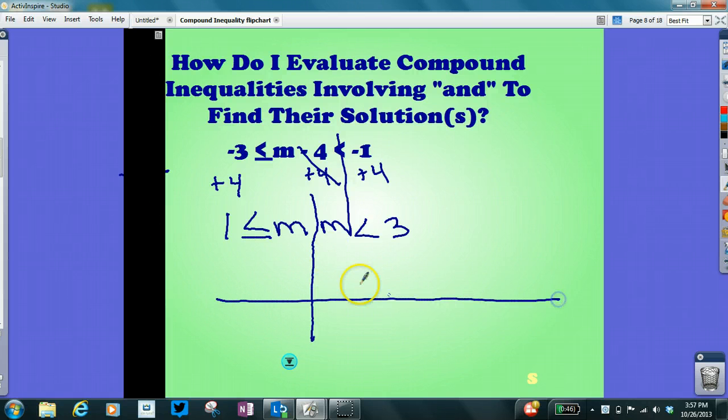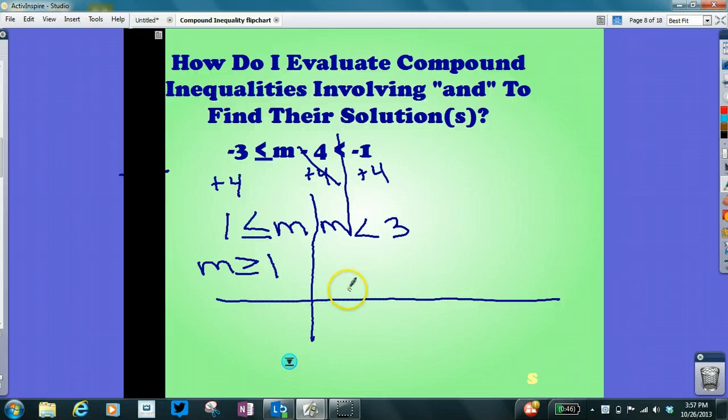So let me draw a number line here. I know 1 is less than or equal to m. Well, in this case, I don't know what m is, but I can just flip this whole thing around, and say if 1 is less than or equal to m, then m is going to be greater than or equal to 1. And this just helps me graph this. And here I can say, okay, m is less than 3.